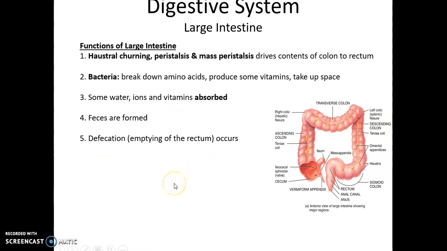The large intestine is able to do some absorption. It can absorb water, ions, and some vitamins. Of course, it is within the large intestine that the feces is formed and stored in the rectum. And then, of course, defecation, the elimination of the feces from the rectum, sending it out of the body.